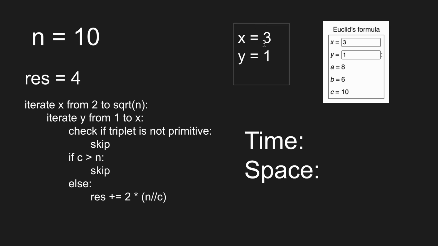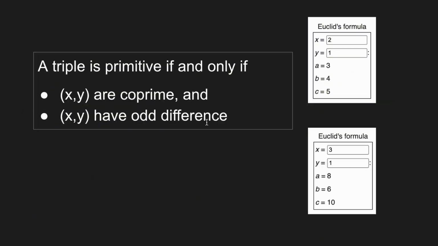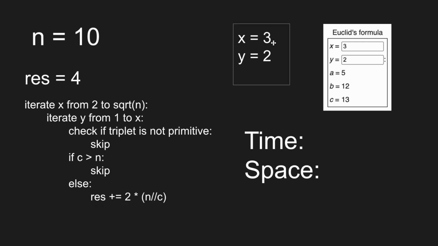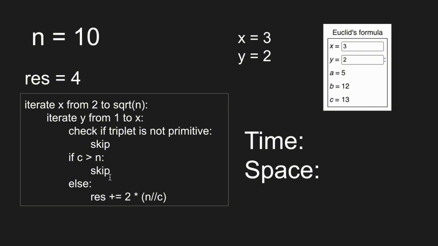Now we will look at x is equal to 3 and y is equal to 1. And this will not be a primitive triplet because 3 minus 1, it does have an even difference. So we will skip this one. And now we will look at x is equal to 3 and y is equal to 2. And as you can see, C is greater than n, so we can skip it.